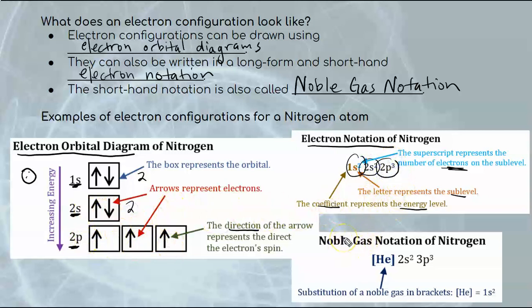So we can either draw out an electron configuration as an orbital diagram, or we can write it out as electron notation. The next video will go over some examples for you so that you can get some practice both drawing the electron orbital diagrams and writing the electron notation.